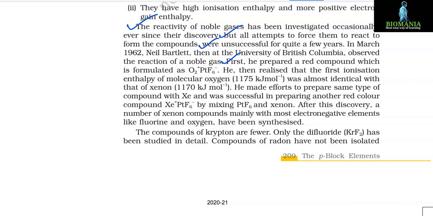He then realized that the first ionization enthalpy of molecular oxygen, 1175 kJ per mole, was almost identical with that of xenon, that is 1170 kJ per mole. He made efforts to prepare the same type of compound with xenon and was successful in preparing another red color compound, Xe+PtF6-, by mixing PtF6 and xenon.